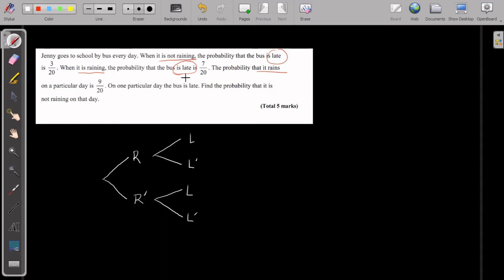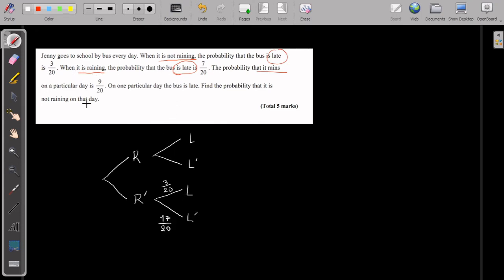Now I'm coming back to the problem and we'll fill in the probabilities. When it is not raining, so I'm in this branch of the tree, the probability that the bus is late is 3/20. Since when it's not raining the probability to be late is 3/20, the probability not to be late is going to be what is remaining: 17/20.